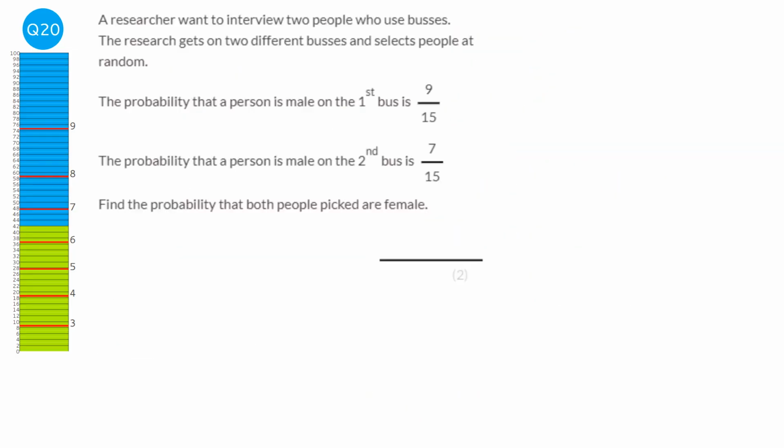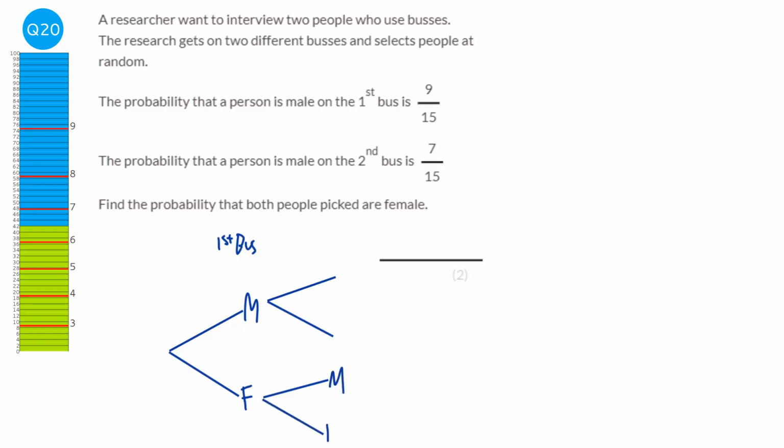There are a few different ways you could answer this question. I'm going to do it with a tree diagram, but you didn't need to draw a tree diagram to answer this question. So we've got our first tree, which is our first bus, and the choices are male and female. And we've got our second kind of branch, I suppose, and it's still male and female. And this is our second bus.